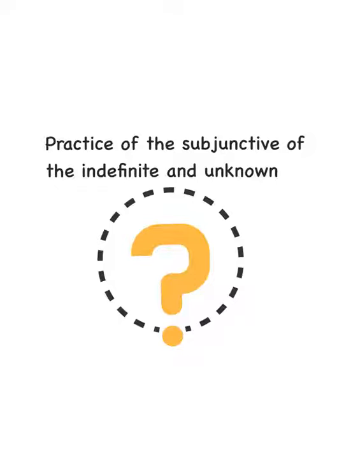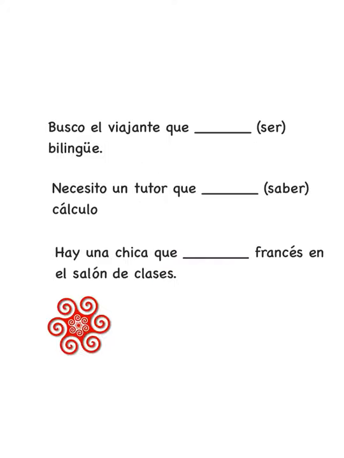Hi students, today we're going to practice some exercises of the subjunctive, of the indefinite and the unknown, el subjuntivo de lo indefinido y de lo desconocido. Okay, the first sentence says, busco el viajante que blank ser bilingüe. Now, do we use the subjunctive or do we use the indicative?